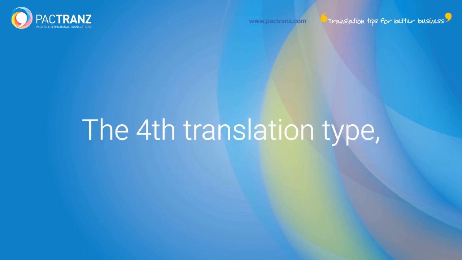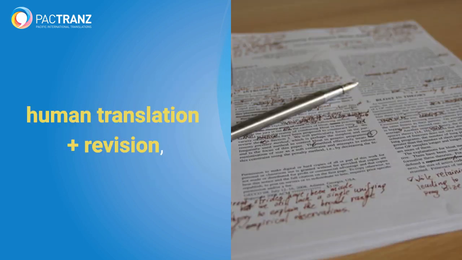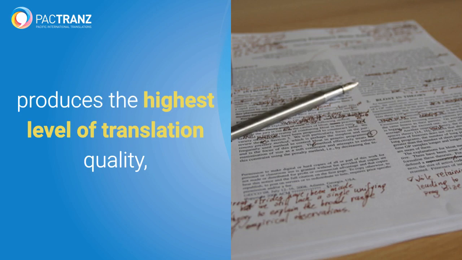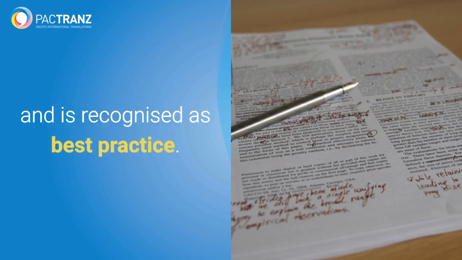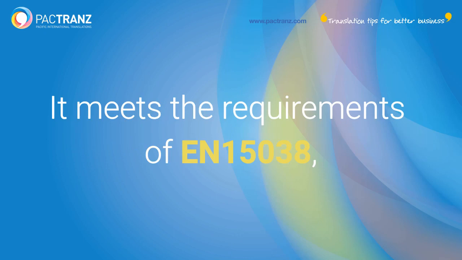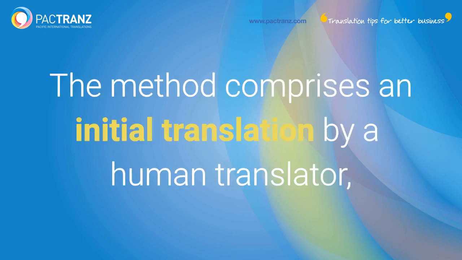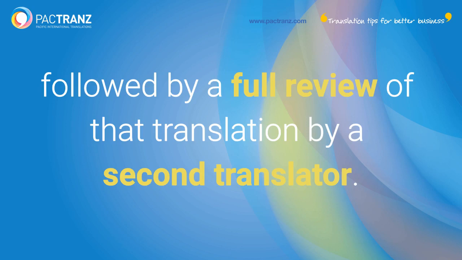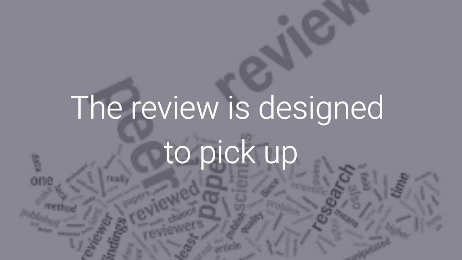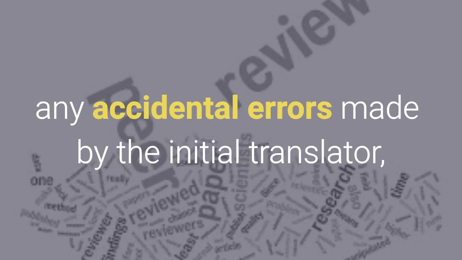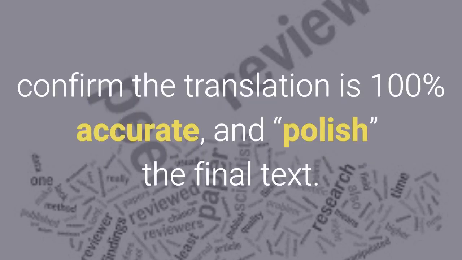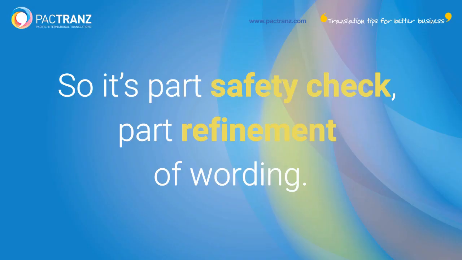The fourth translation type, human translation plus revision, produces the highest level of translation quality and is recognised as best practice. It meets the requirements of EN 15038, the quality standard for translation service providers. The method comprises an initial translation by a human translator, followed by a full review of that translation by a second translator. This review is designed to pick up any accidental errors made by the initial translator, confirm the translation is 100% accurate, and polish the final text.